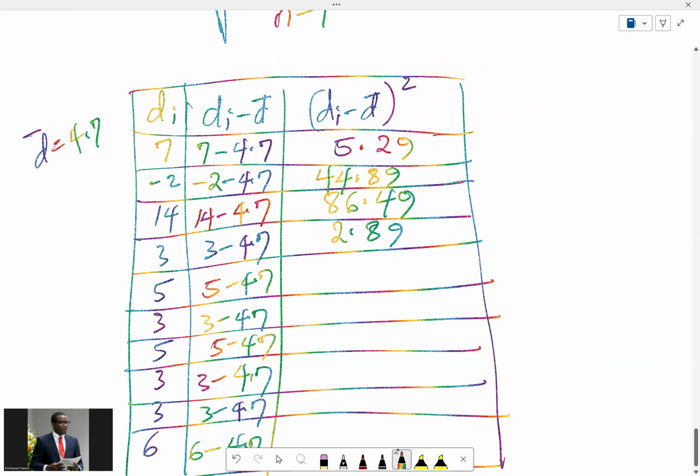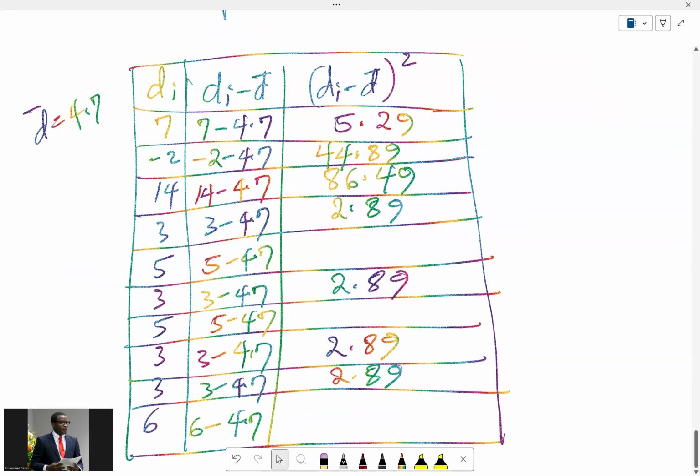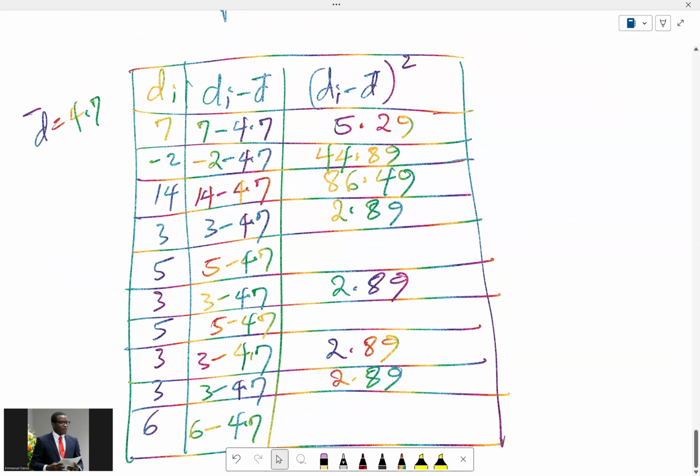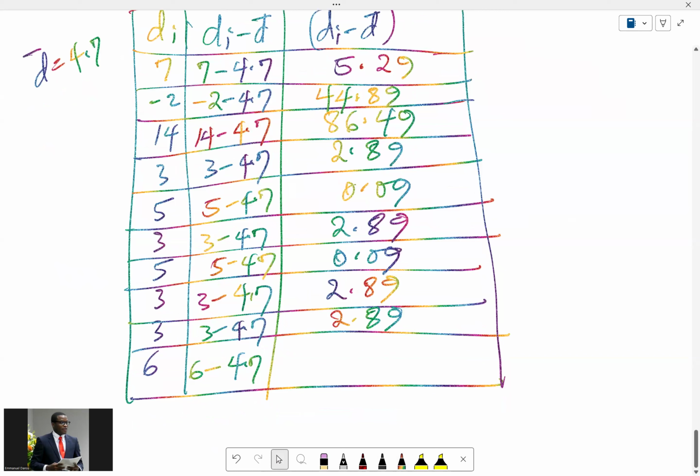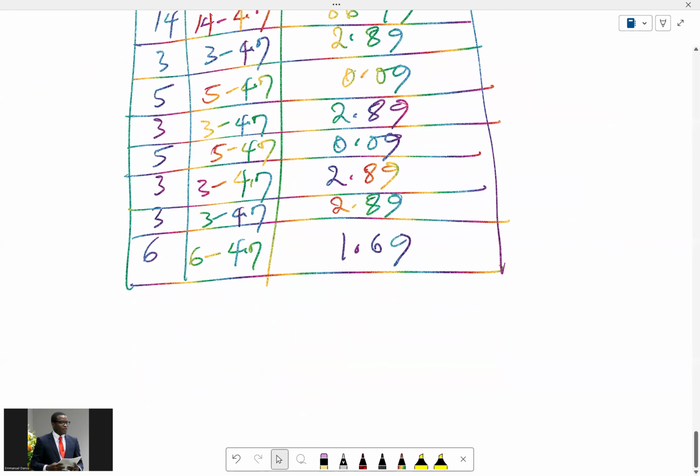That is 2.89. We have quite a number of threes, so this is also 2.89, this is 2.89, this is 2.89. Okay, 5 minus 4.7 all squared now. 5 minus 4.7 is 0.3, so 0.3 squared is 0.09. So this is also 0.09. Then we have just 6 left. 6 minus 4.7 should be 1.3, so we get 1.69 for sure.